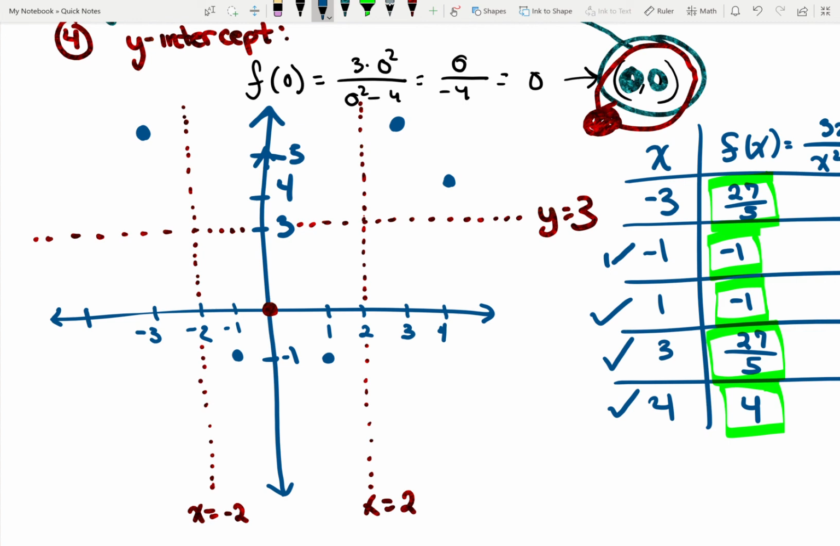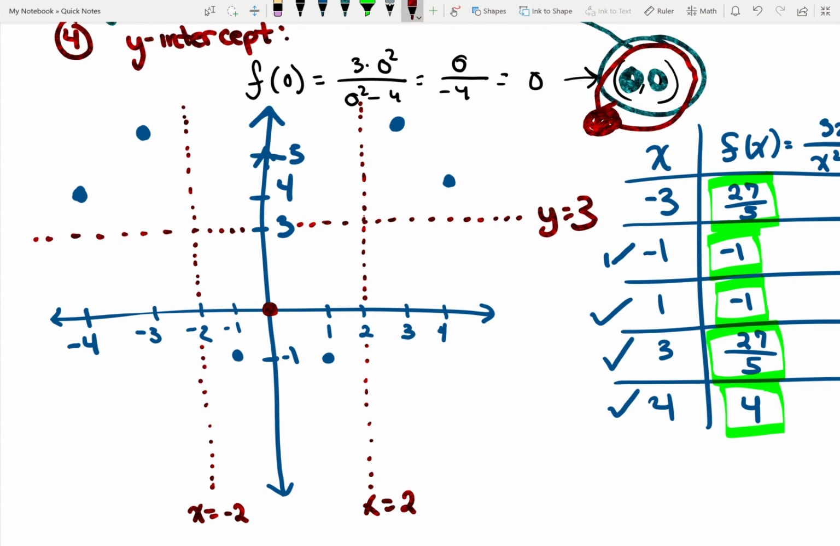Honestly, you should do one more. You should probably do -4. And it's going to look something like this. I didn't do it, but you guys can do it for practice. I don't know why I didn't add it in this one. But now our goal is to just connect these dots, okay?